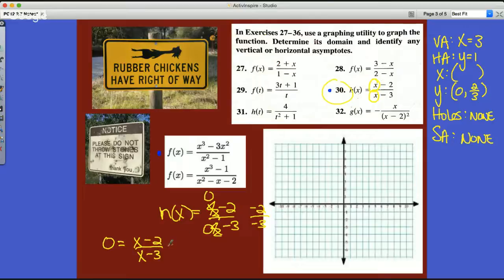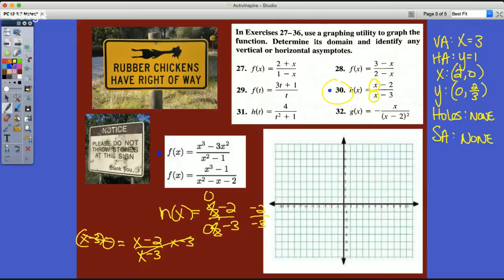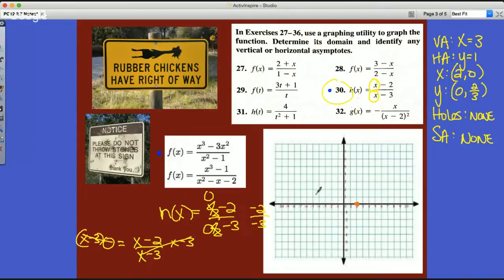Remember, if I multiply x minus 3 by both sides, I'll show it just so you know. Anything times 0 is 0. So we just set the top equal to 0, and that would be x equals 2. So our x-intercept is (2, 0), and we'll plug that in. Now we've got everything on our list. We have (2, 0) and (0, 2/3). So we'll put that there.